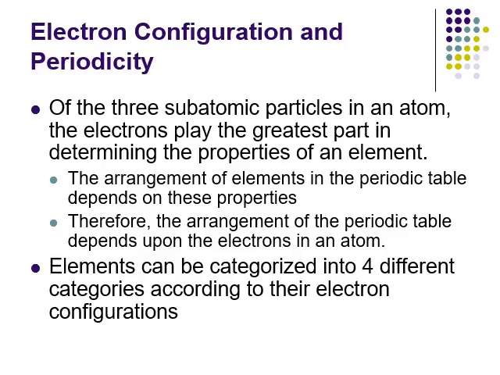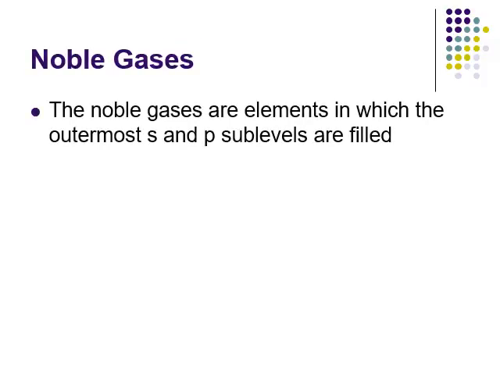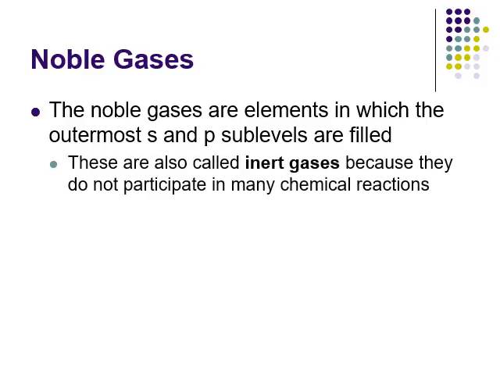Now, in broad strokes, we're going to see that elements can be categorized into 4 different categories according to what is going on in their electron configuration. First are the noble gases. With the noble gases, we find that their outermost s and p sublevels are completely filled. As a note, helium's electron configuration is 1s2. In the first energy level, which is its outermost energy level, there are only 2 electrons total, and in the first energy level there's only the s. So by saying the s and the p are filled, that's still okay.